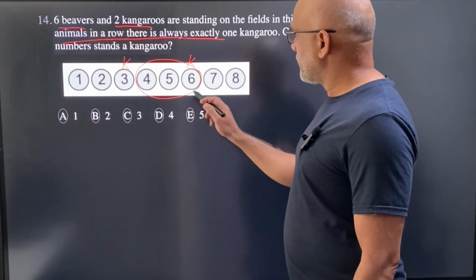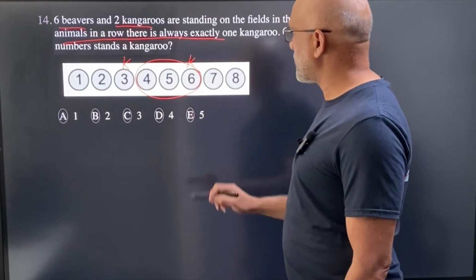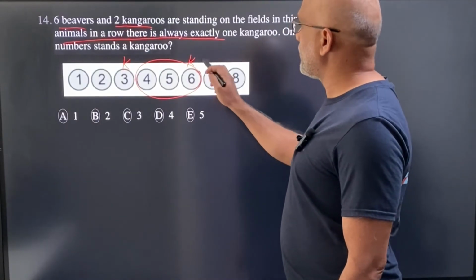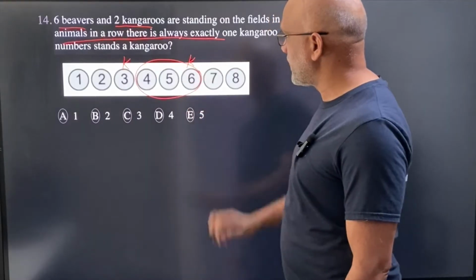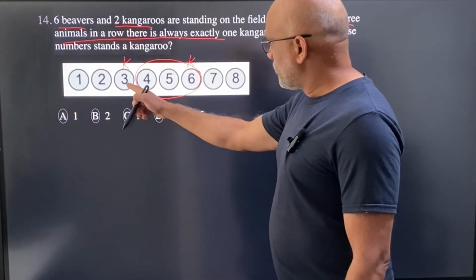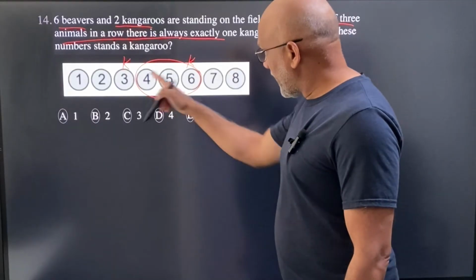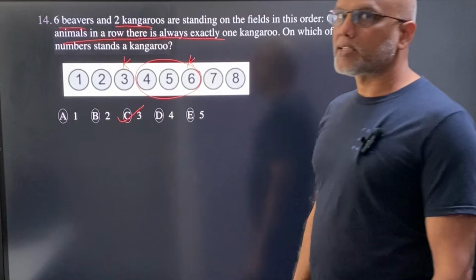If I put it here, this will cover for 4, 5 and 6. 5, 6 and 7 also has 1 kangaroo. 6, 7 and 8 also has 1 kangaroo. So this is the correct placement at 3 and 6. So on which of these numbers stands a kangaroo? That will be 3 or 3 and 6. 6 is not one of the choices. Then C is the correct answer.